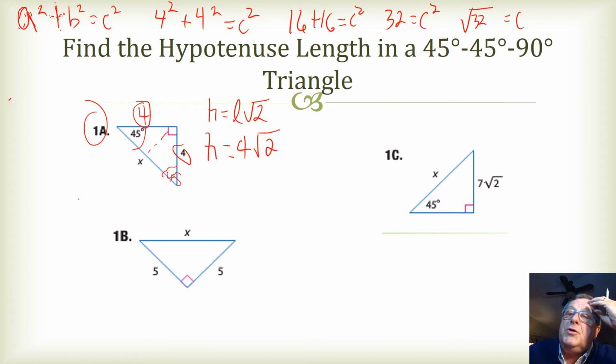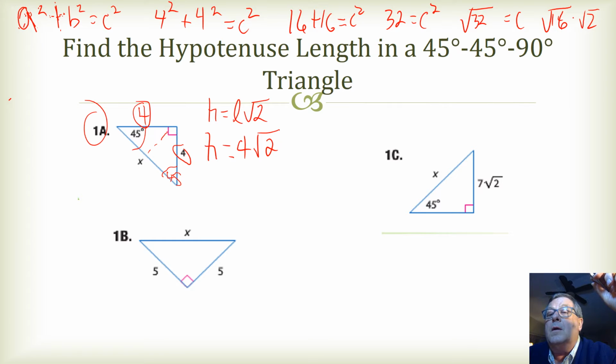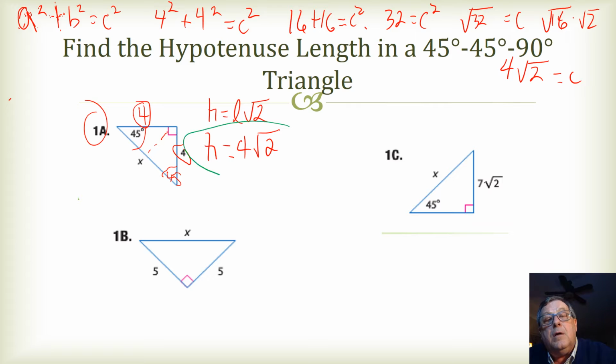In 32, I'm looking to see if there is a perfect square inside of 32. Well, the square root of 32 is the same as the square root of 16 times the square root of 2. And what is the square root of 16? The square root of 16 is 4. So this is now 4 times the square root of 2 equals c, which is the hypotenuse, and Shazam, that's the same answer we got there.